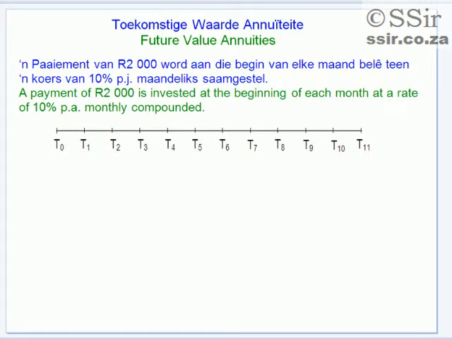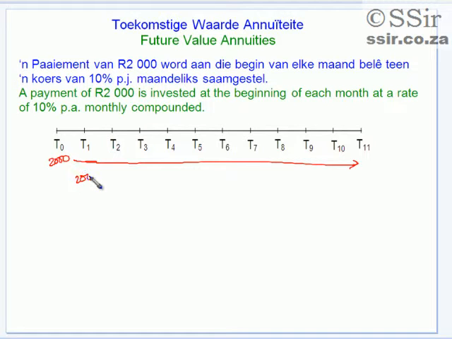Future value annuities. A payment of 2,000 Rand is invested at the beginning of each month at a rate of 10% per annum, monthly calculated. Now this question doesn't tell us for how long this is invested. Here, at the beginning, 2,000 Rand is invested. And this 2,000 Rand will draw interest for the full period.